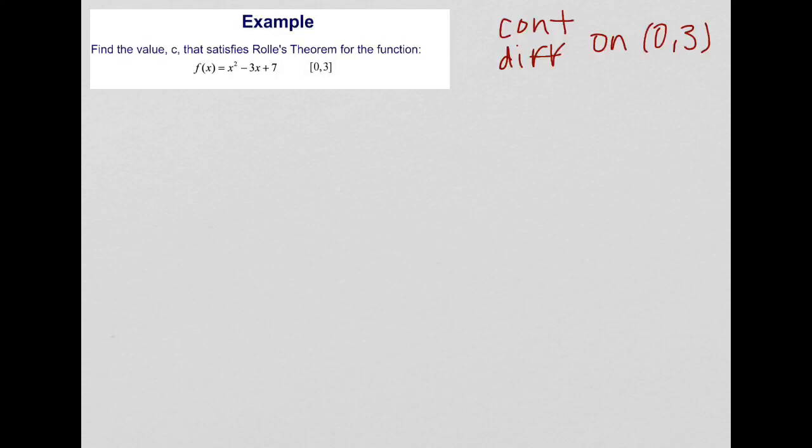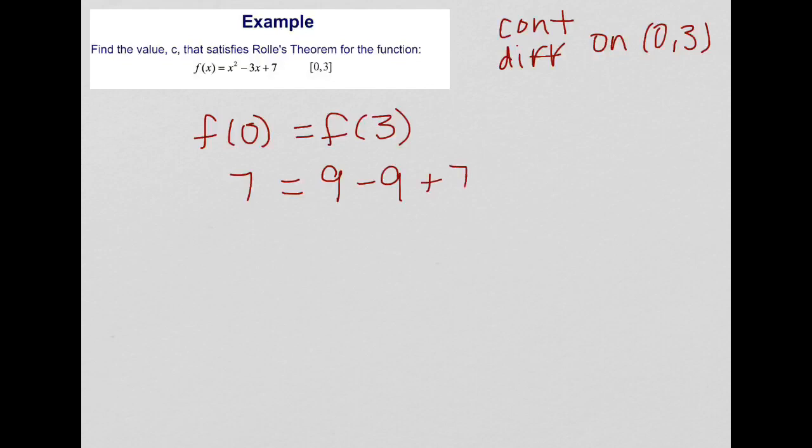So if I go back to this, I should probably draw. Does f of 0 equal f of 3? If I put in 0, I get a 7. If I substitute in 3, I get 9 minus 9 plus 7, which is also 7. So 7 equals 7. So it's continuous, it's differentiable, and it's equal at my endpoints.